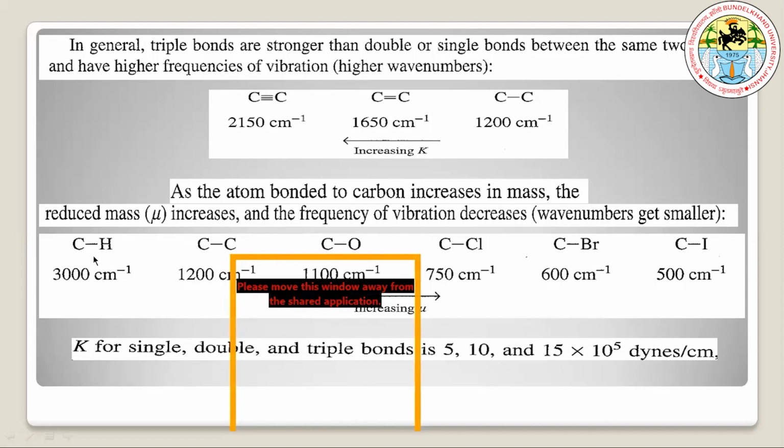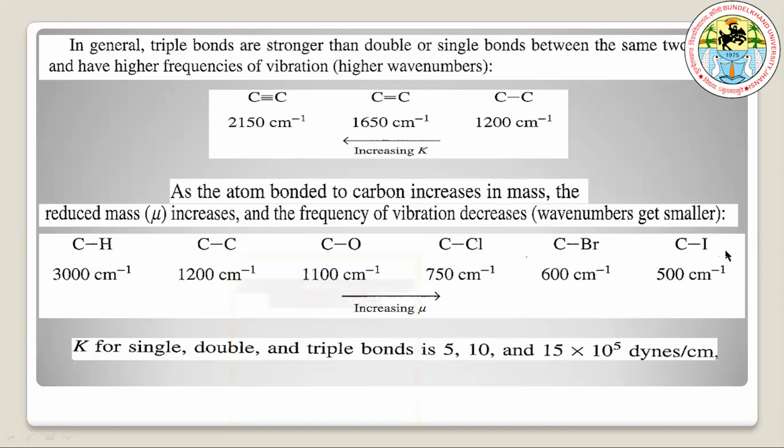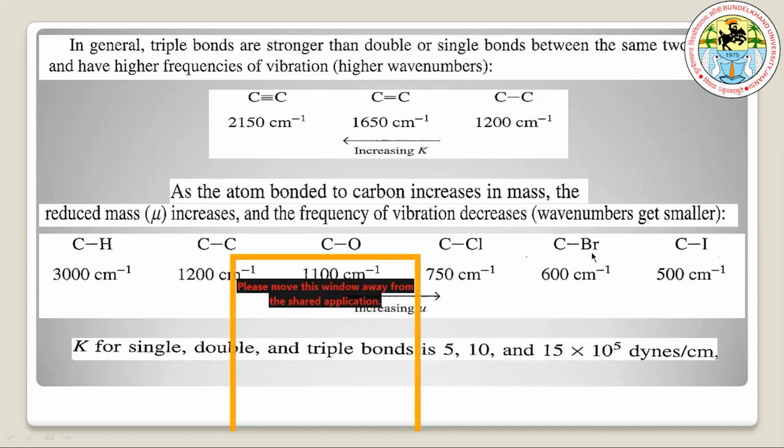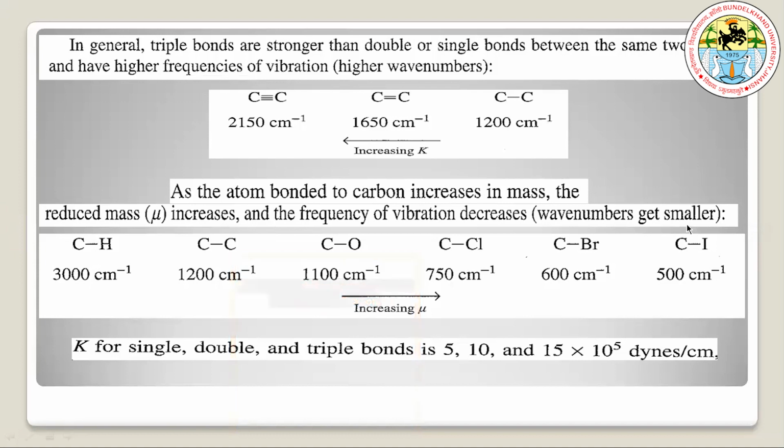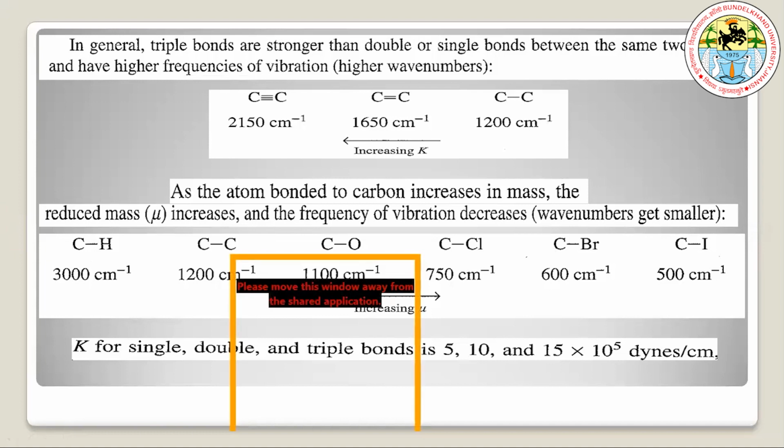As we move from the left-hand side position to the right-hand side position, the atom bonded with carbon increases in mass number. Iodine has more atomic weight compared to bromine, bromine more than chlorine, chlorine more than oxygen, oxygen more than carbon. So when you calculate the value of mu, that is m1 m2 upon m1 plus m2, as we move from left to right, the value of mu is going to be reduced. And since the value of mu is reduced, frequency is going to increase.